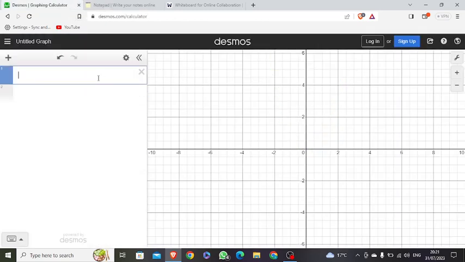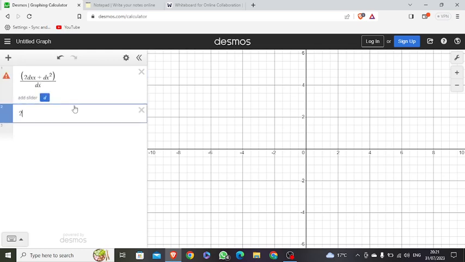Okay, that would be 2x dx plus dx squared, all over dx. And that is equal to 2x plus dx.